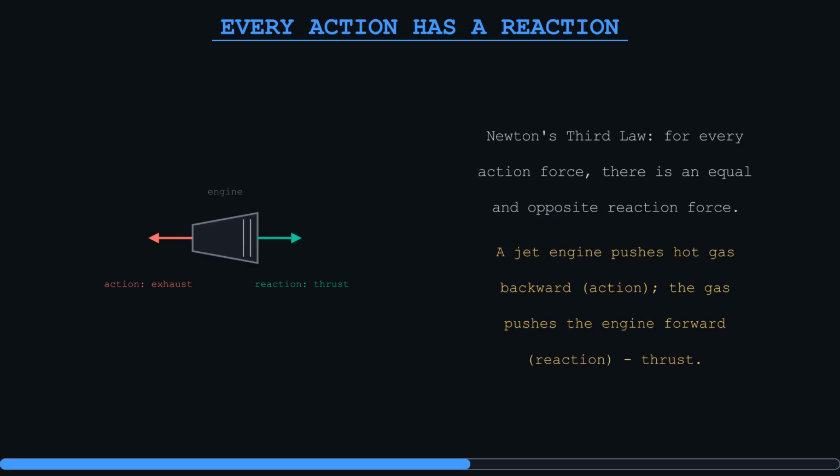Newton's third law says that for every action force, there is an equal and opposite reaction force. A jet engine pushes hot exhaust gas backward, the action. In return, that gas pushes the engine forward with an equal and opposite reaction force, which is the thrust that propels the aircraft.